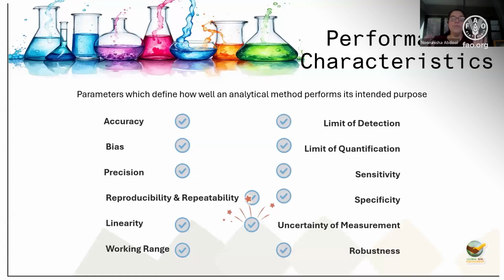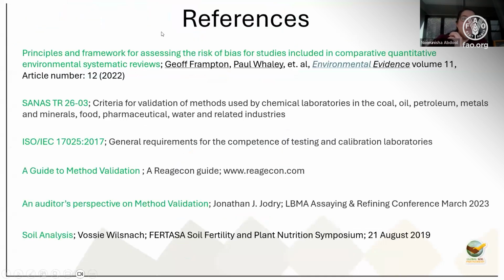Okay. And then we are done with the big boy, method uncertainty, and you will see that we've worked through every characteristic that the TR26 says we have to have for our method validation. These are the references that I used for this presentation. This presentation will be available. I have put a lot of gimmicks into it.